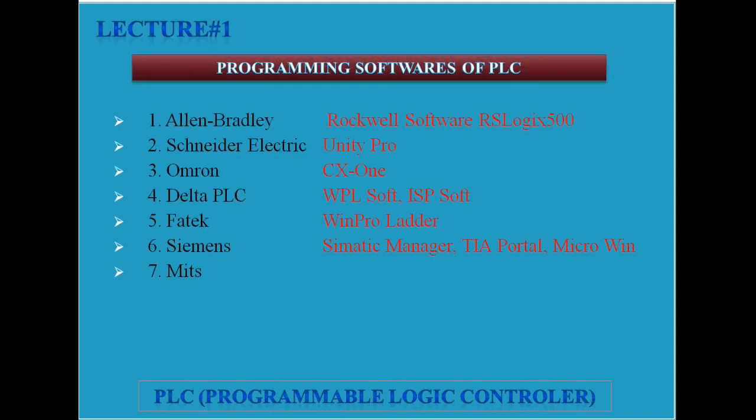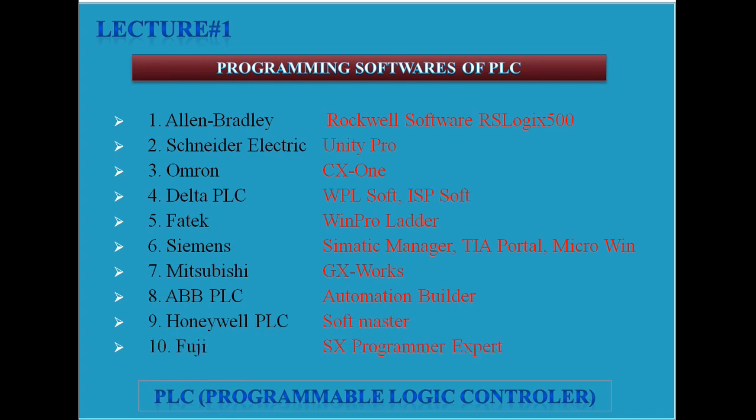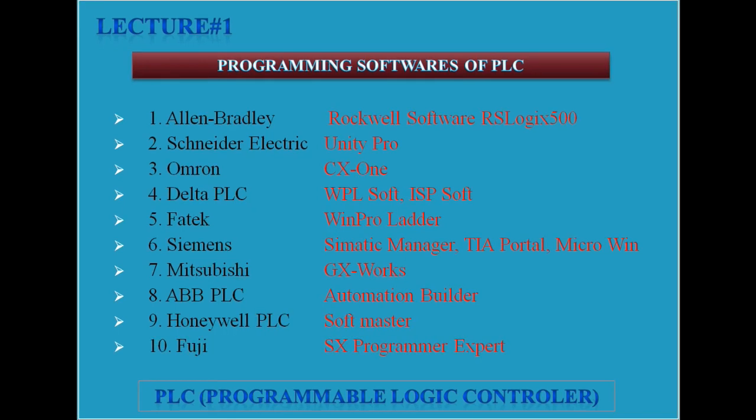PLC programming software. Here are some PLC brands and their PLC programming software. RSLogix 500 for Allen Bradley PLC, Unity Pro for Schneider PLC, CX-One for Omron PLC, WPLSoft for Delta PLC, WinProLadder for Fatek PLC, SIMATIC Manager, TIA Portal, and MicroWin for Siemens PLC, GX Works for Mitsubishi PLC, Automation Builder for ABB PLC, SoftMaster for Honeywell PLC, SX Programmer Expert for Fuji PLC.